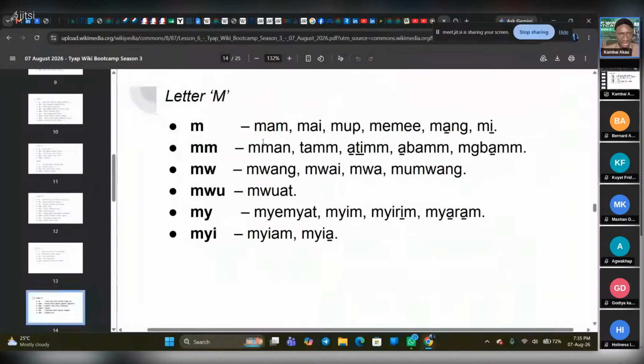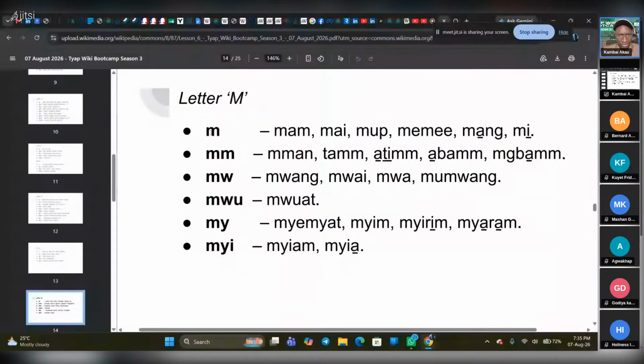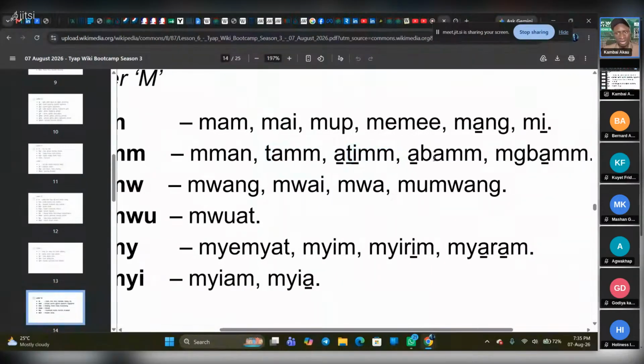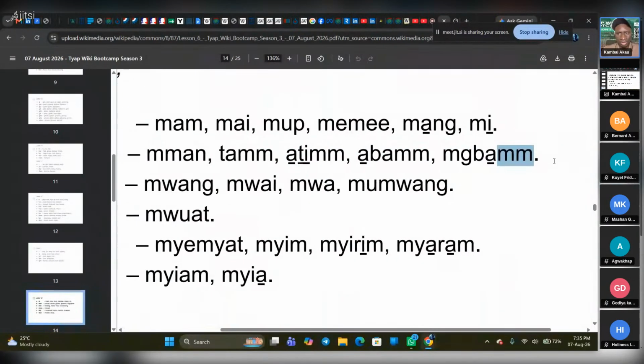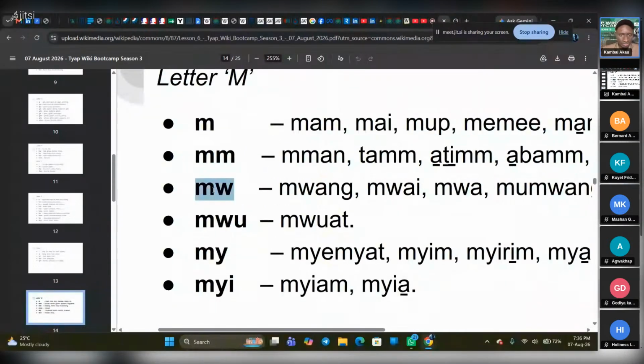And then we have letter M. Under letter M, we have these variants of letter M. We have the pure M sound. Examples, we have mam, we have mai, we have mup, we have meme, and then we have mang. And then we have the elongated form of the sound. Under this version, we have examples such as man, we have tam, we have a tum, we have a bam, and then we have ngbam.